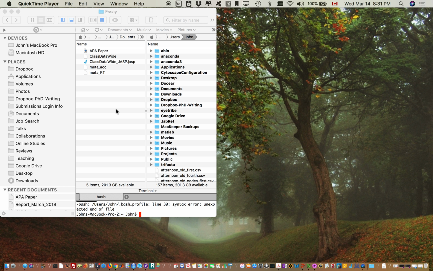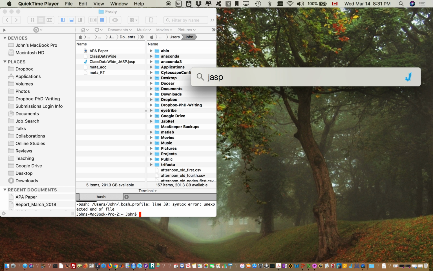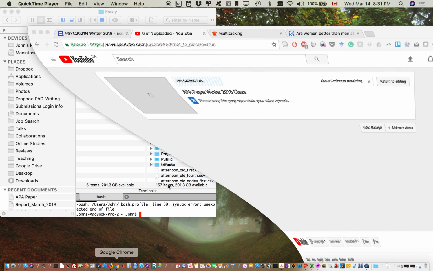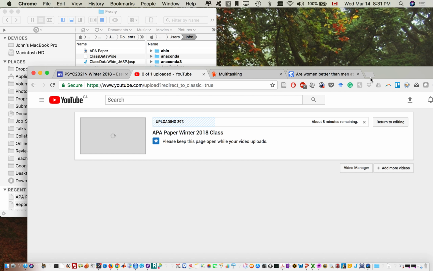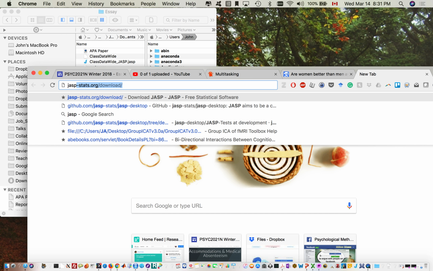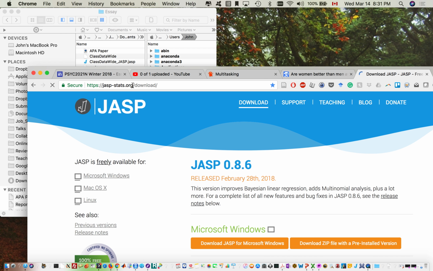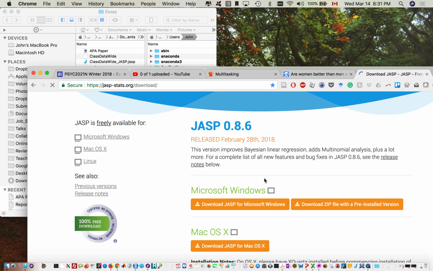Okay, so the very first thing that we want to do when we're analyzing our data is find JASP. Hopefully now you've all downloaded JASP, which is free software from the internet. JASP can be found if you just type it into a browser, it'll come up. And the latest version can be found here.